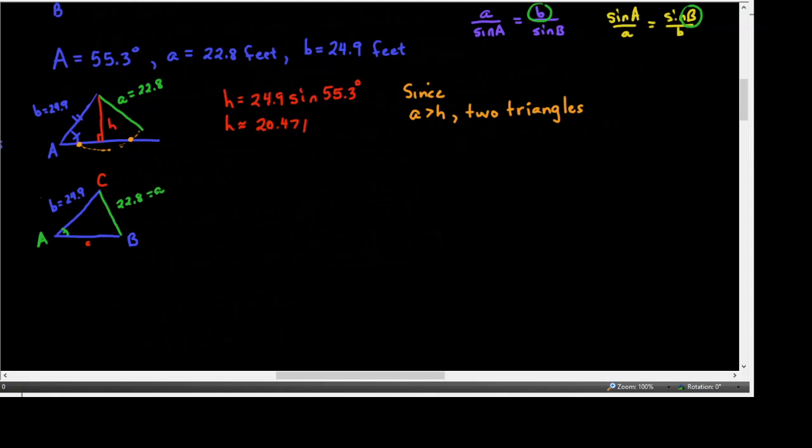Okay? So the pair that I have is a. So sine of a, 55.3 degrees, over side a, 22.8 feet, should be equal to the sine of b over the length of b, which is 24.9. So notice again, of those four items, I have to know three of them to find the fourth. Wow. Okay, so I'm going to multiply both sides by 24.9.